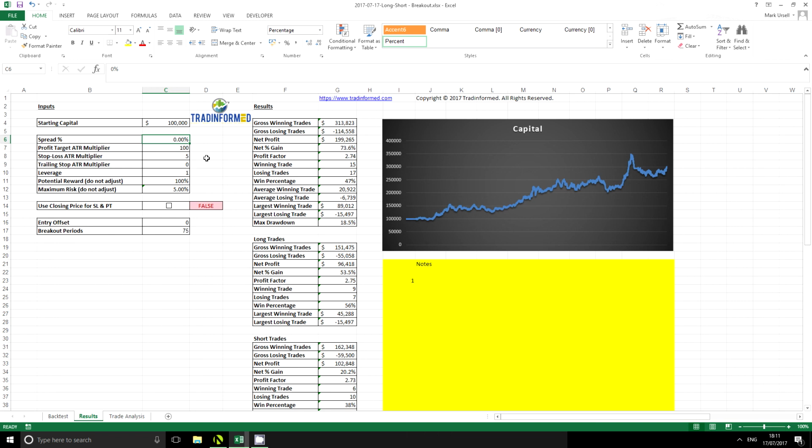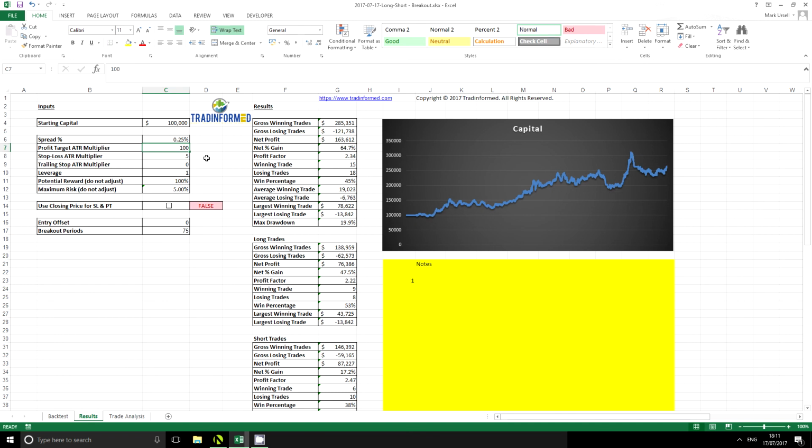So the way to account for this is to look at what would happen if you have certain values. I've just called it the spread here, but it could be the spread cost of trading. So if we start to add in cost of trading of 0.5%, we can see it has an effect on the net profit and the profit factor of the trading strategy. So we can get a realistic idea of how the strategy is likely to perform in the future based on how it has performed in the past.